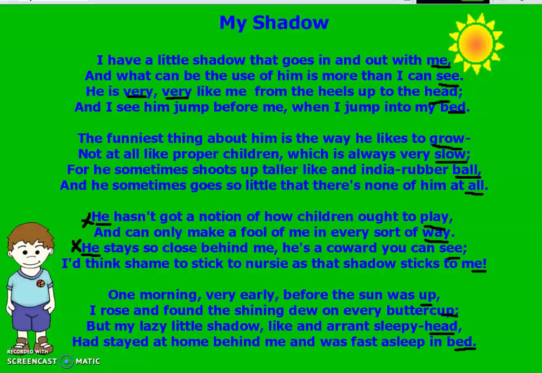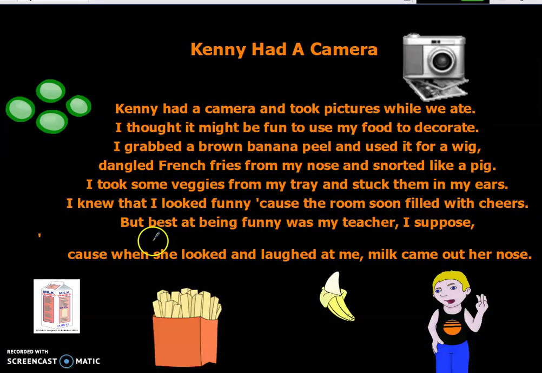Let's look at another poem. Right away, we can see this poem has 2 stanzas. The first stanza is very big, and the second stanza is just 1 verse. It's called Kenny Had a Camera. See if you can find all the rhyming words.